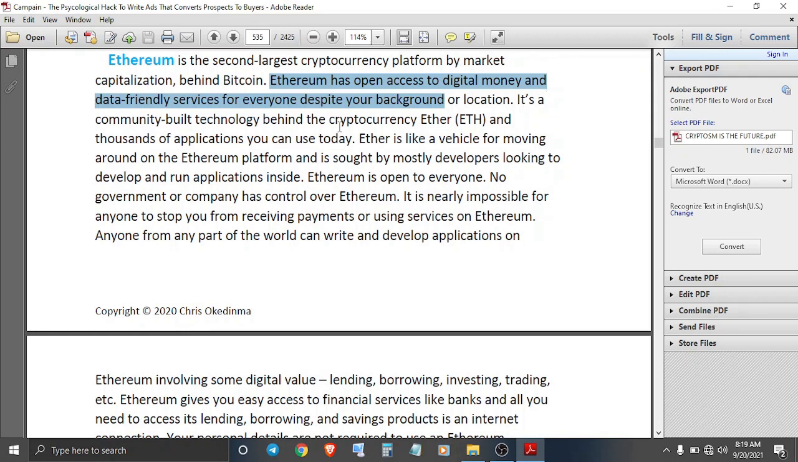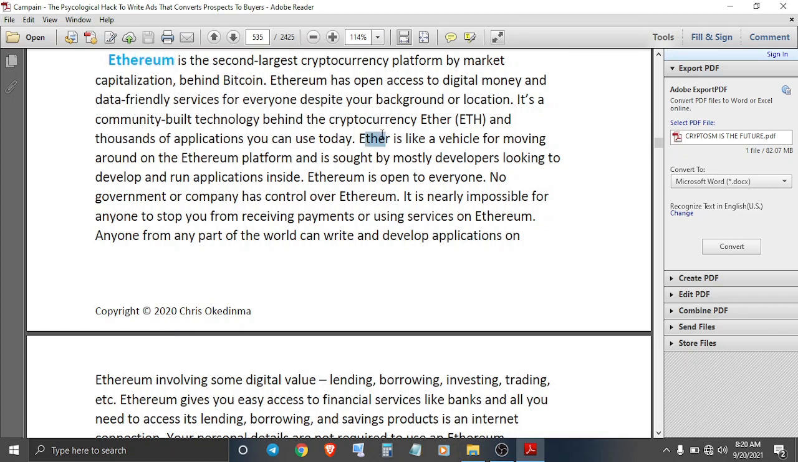Ethereum is a community-built technology behind the cryptocurrency called Ether. Meaning this Ethereum blockchain or Ethereum network has a community built around this cryptocurrency called Ether. Like I explained previously, the governing token or currency or coin in this Ethereum blockchain is called Ether. And thousands of applications can be hosted on this network.